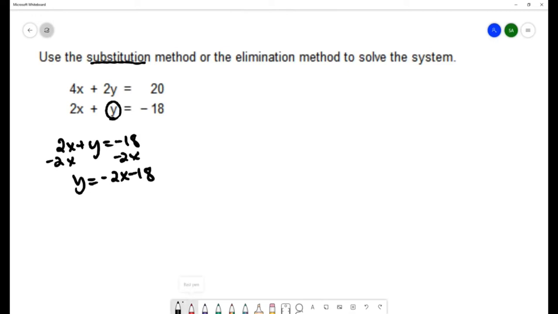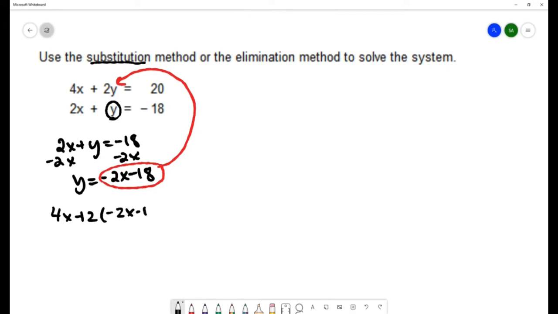So then the next thing we want to do is take that expression and substitute it into the other equation. So that's going to give 4x plus 2 times negative 2x minus 18 equals 20. This gives 4x minus 4x minus 36 equals 20. And as we start to solve this, we'll notice that our variables all cancel out. 4x minus 4x will be 0, and we're left with negative 36 equals 20.